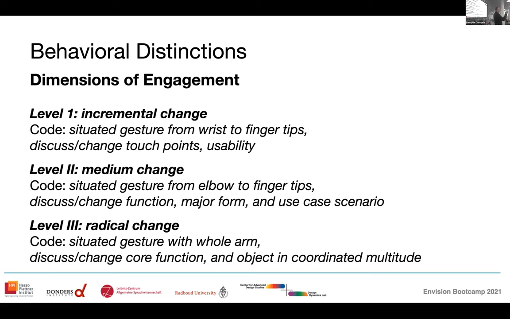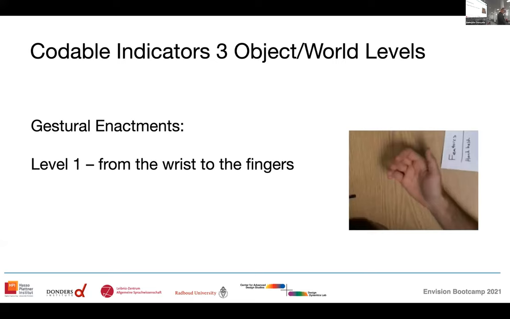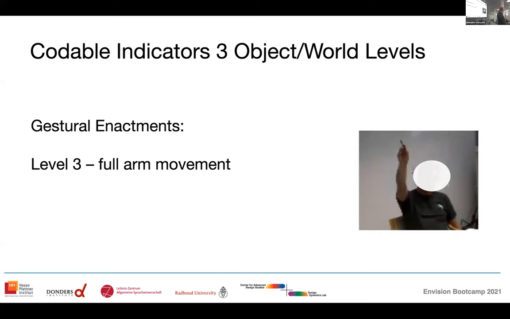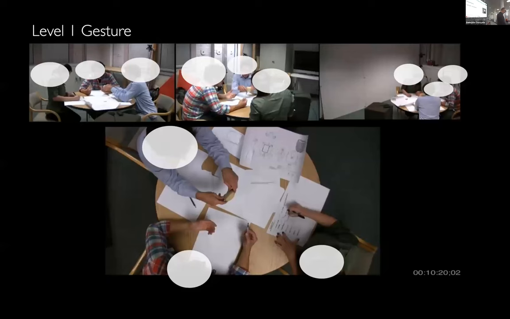And they did radical change, which was associated with changing the core of what the thing is, the very center of what the thing was. An example of this is that your grandmother's telephone is not the same thing as an iPhone or a smartphone, which is a platform for digital exchange, right? Because it's in a different kind of network and its core is changed. So we looked at wrist to fingers, we looked at elbow to fingers, and we looked at full arm movement. Again, this was all coded. And here's an example of level 1 gesture.